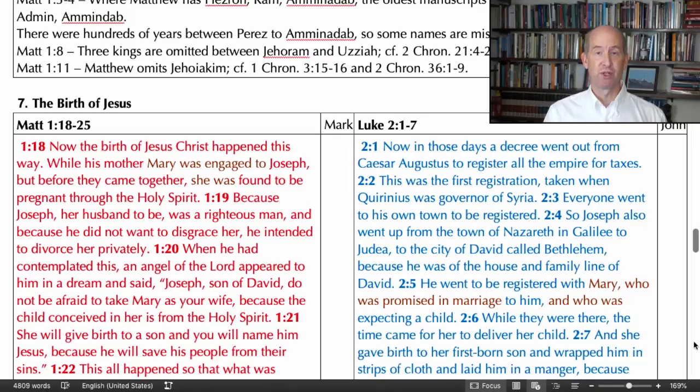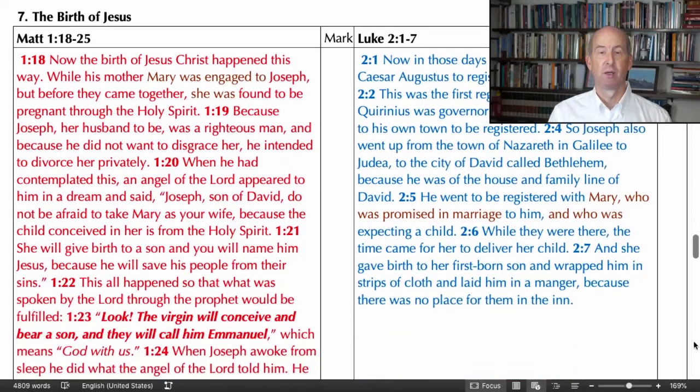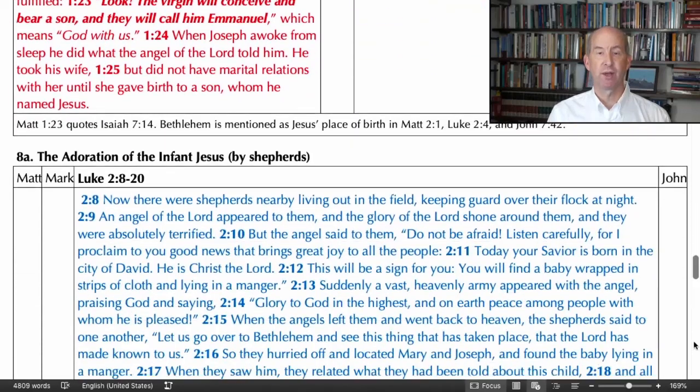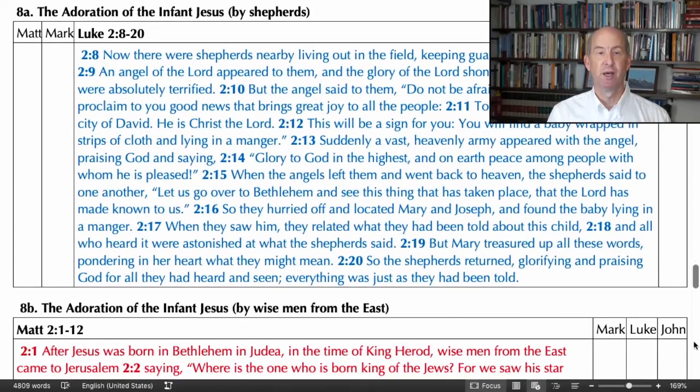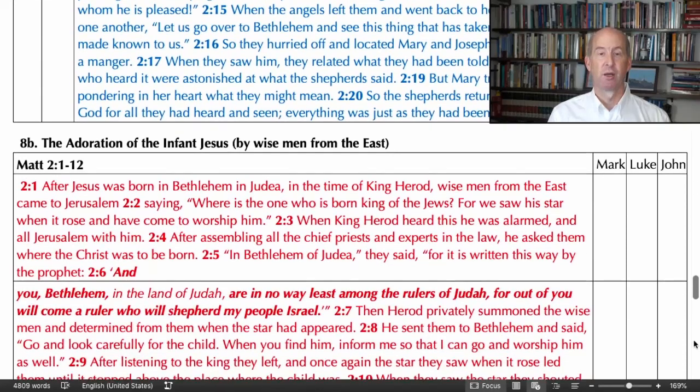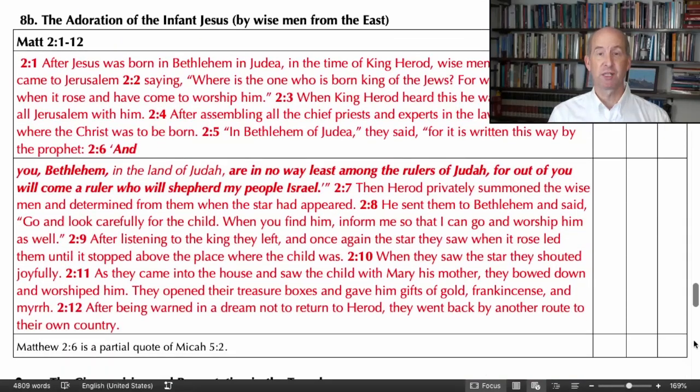Now we have the stories of Jesus' birth, and I'd like you to notice a few things. There's nothing in Mark or John. Both of them pick up Jesus' story only at his baptism. And notice also how much red is in Matthew's column and how much blue is in Luke's. There's very little overlap. As we go down here, they are giving you very different treatments. Jesus being worshipped by shepherds only occurs in Luke. The visit of the wise men only occurs in Matthew.